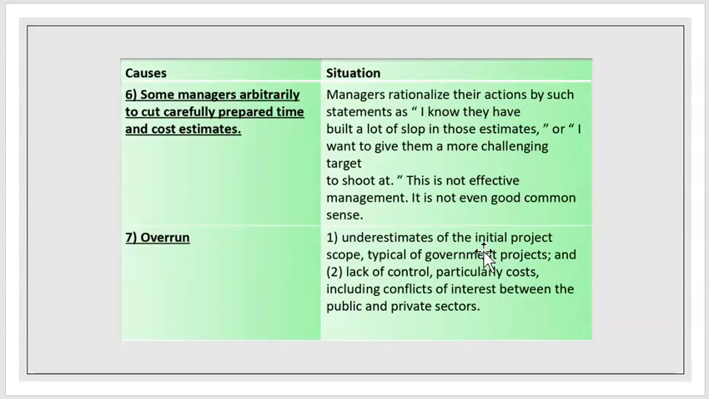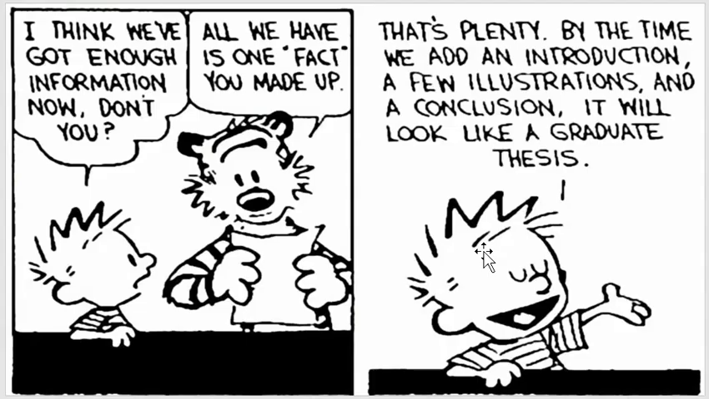Some managers randomly cut carefully prepared time and cost estimates. This is a very bad situation and it should not happen. This is not an effective management process. Overrun estimates of the initial project scope, typically in government projects, and lack of control, particularly of costs, including conflicts of interest between the public and private sectors. I think we've got enough information.